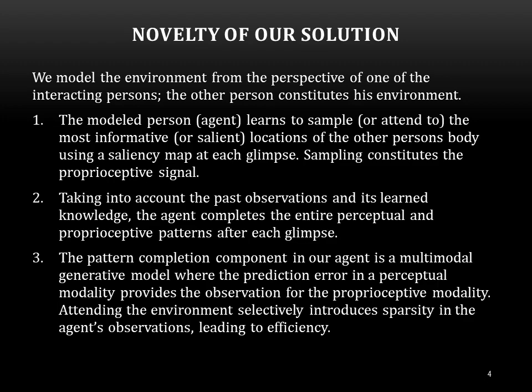There are 3 points that are very novel about our model. The modeled person, which we will refer to as the agent, learns to sample or attend to the most informative or salient location of the other person's body using a saliency map at each glimpse. Sampling constitutes the proprioceptive signal for the agent. Taking into account the past observations and its learned knowledge, the agent completes the entire perceptual and proprioceptive patterns or sequences after each glimpse. The pattern completion component in our agent is a multimodal generative model where the prediction error in a perceptual modality provides the observation for the proprioceptive modality. Attending the environment selectively introduces sparsity in the agent's observations, leading to efficiency.